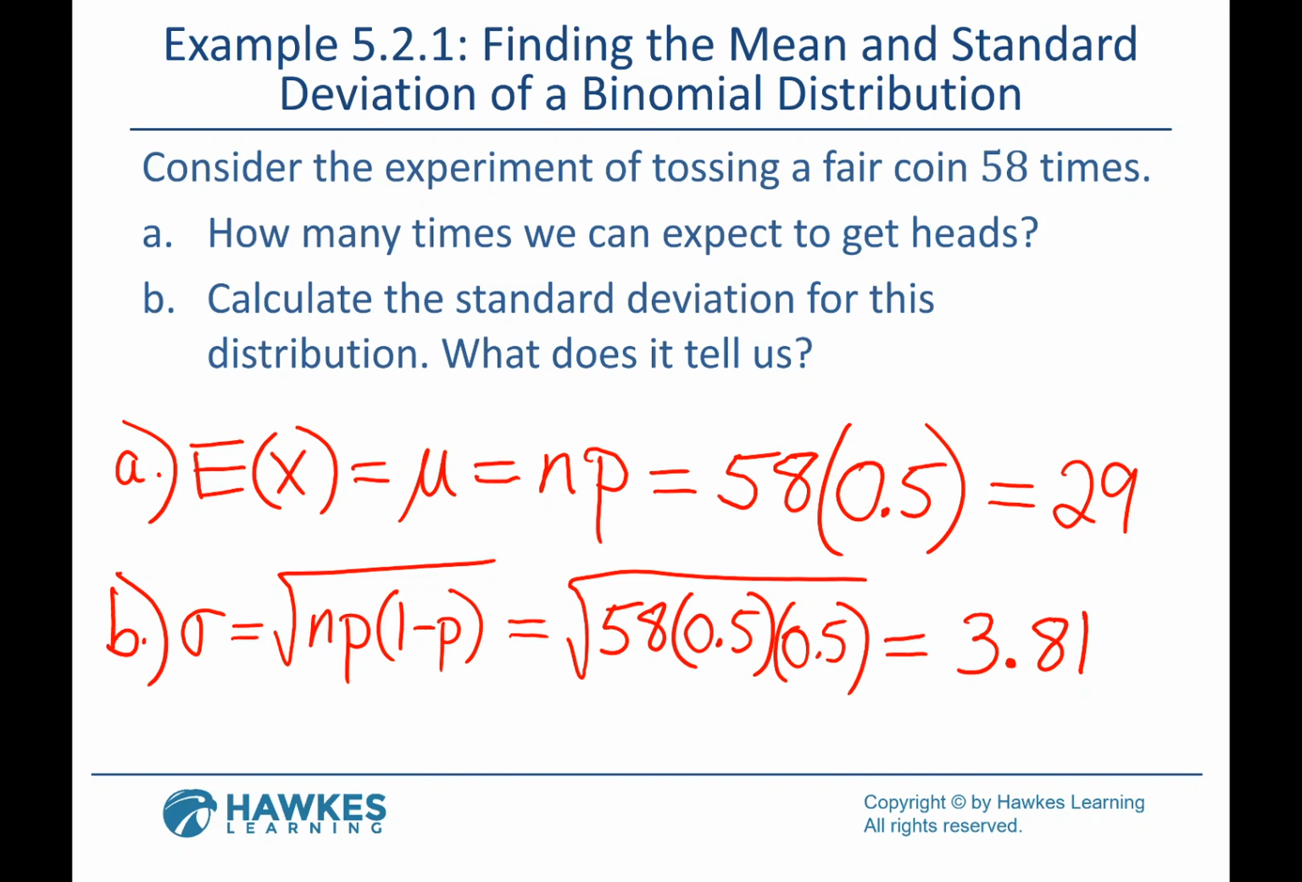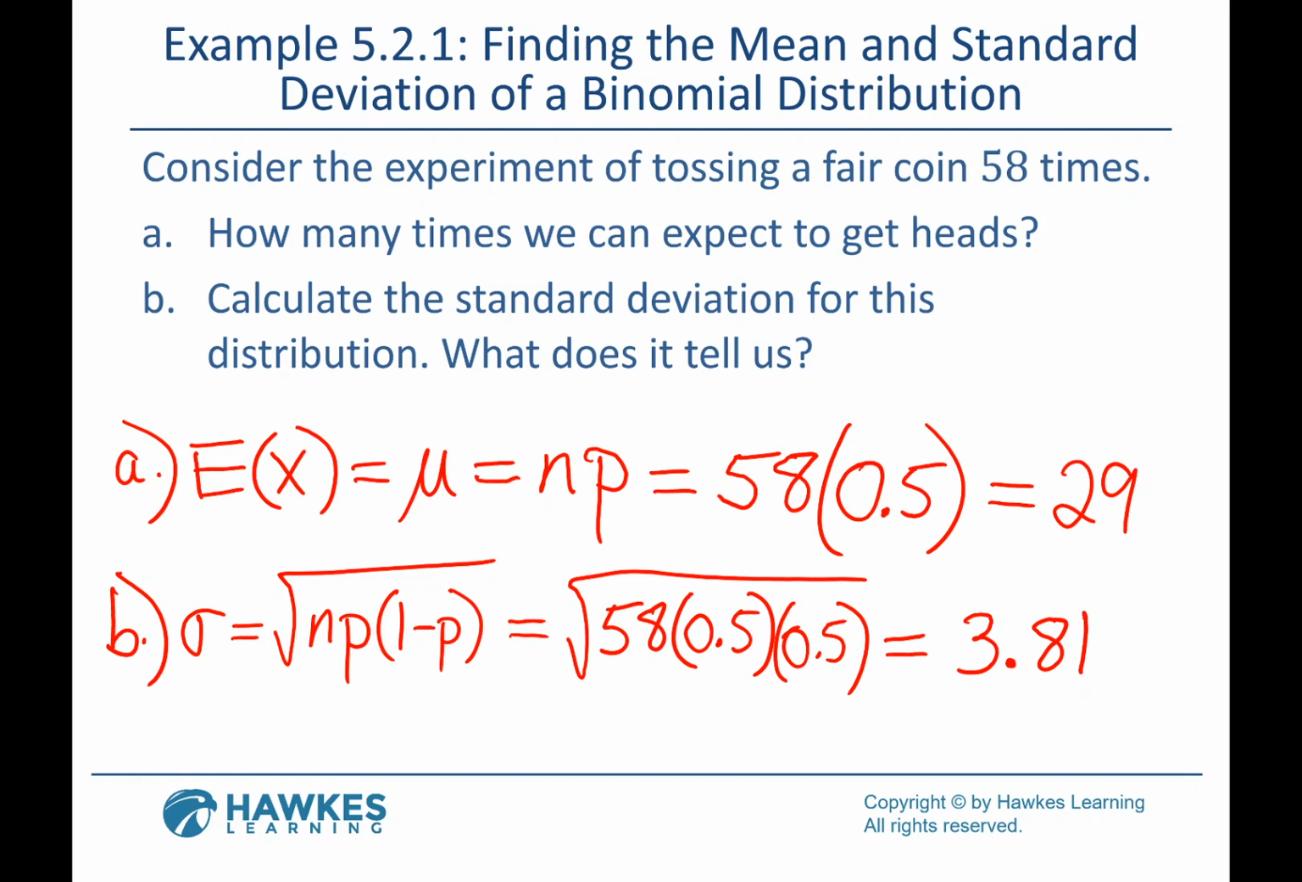But what we could expect, looking at our standard deviation, is typically we would get 29, plus or minus 3.81, right? It'd be somewhere in that plus or minus 1 standard deviation range is what we could expect there. So it would be normal for this to fluctuate by about 4, one way or the other. So between 25 and 33. It's the same idea as standard deviation.